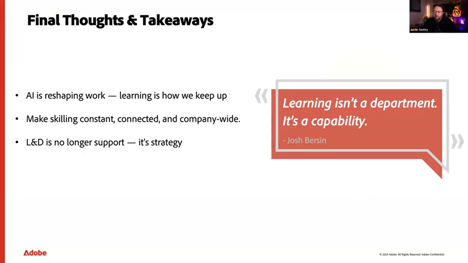I think it goes without saying that AI is reshaping work and the future of work, and that learning is how we're going to keep up. It's the only way. Nobody is going to magically implant all of the knowledge you need about how to use these tools or how to implement them, unless they get that Neuralink thing working, which who knows? But maybe that'd be kind of cool. You just plug my finger in a socket and all of a sudden I know Kung Fu like Neo in the Matrix. We need to make skilling constant, connected, and company-wide.